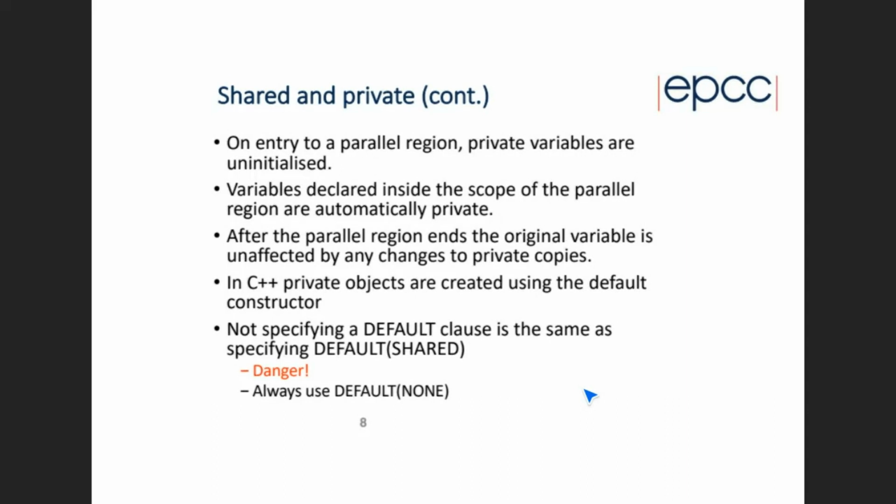This all works for C++ objects. In C++, if we declare an object as private, these are created using the default constructor. So it will invoke the default constructor to create the private copies.